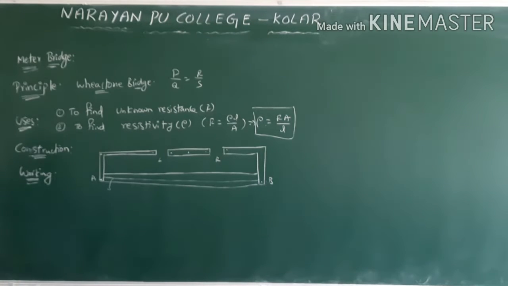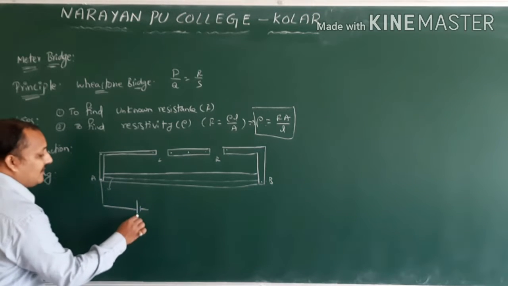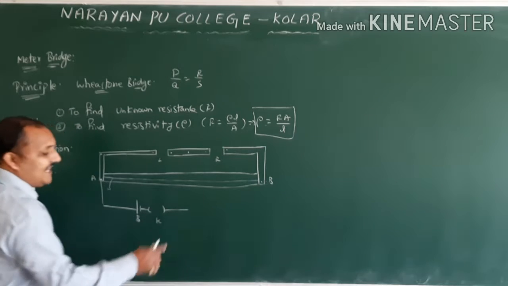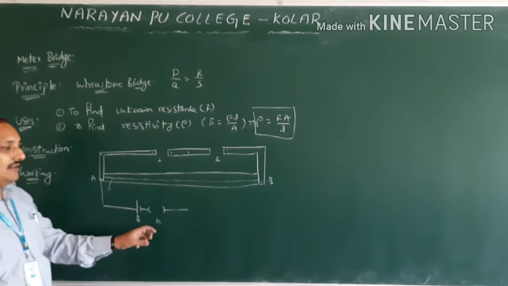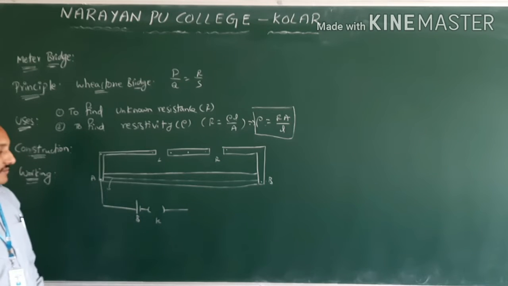Now, how will you send the current? What are we going to use? One battery. To provide this, we will use one key. Key means to break or to make the circuit. If you remove the key, you are breaking the circuit.